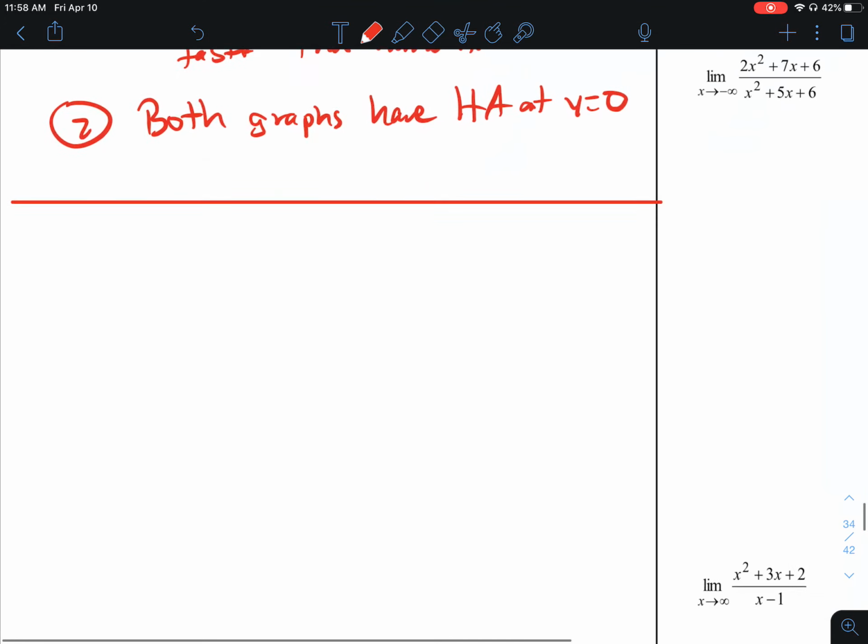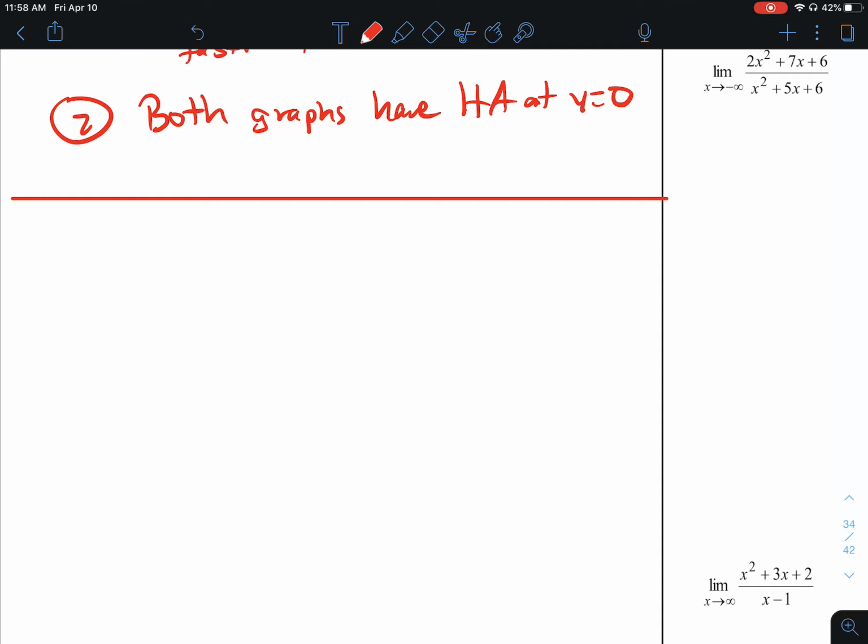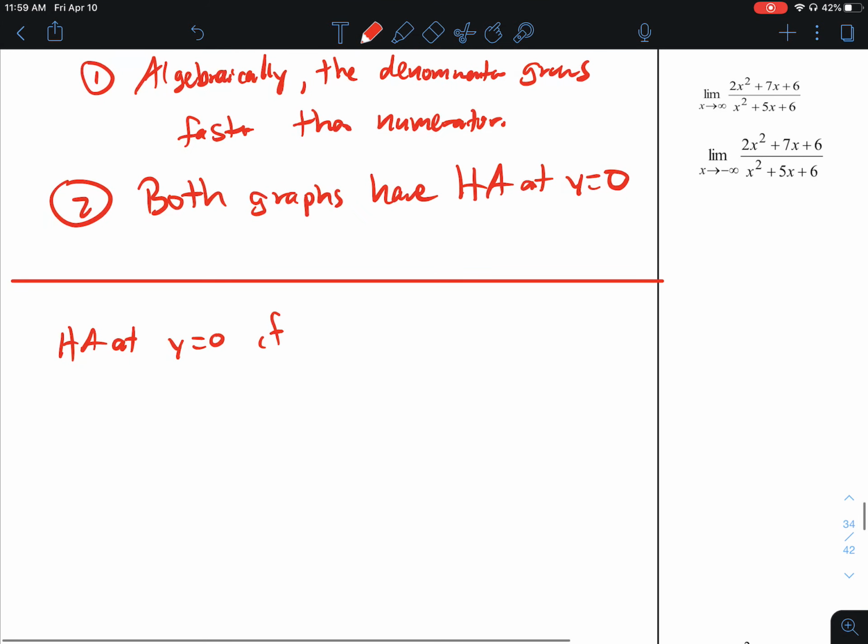Let's sum this up here. When it comes to finding limits as x is approaching infinity, trying to find horizontal asymptotes and slants, there's a horizontal asymptote at y equals 0 if the denominator grows faster than the numerator.